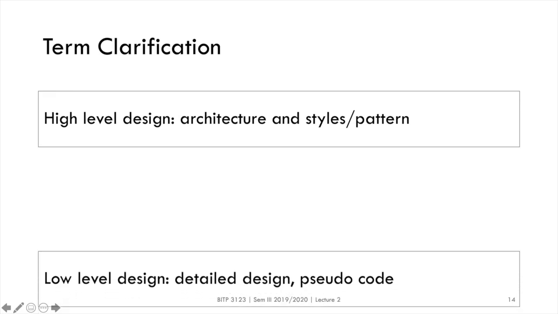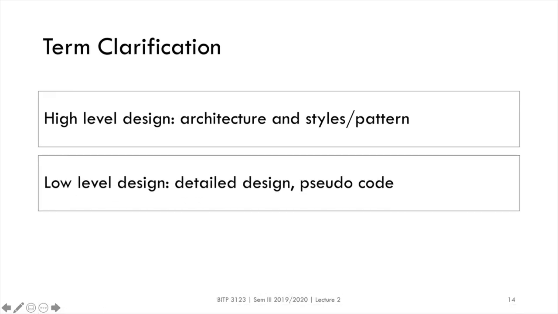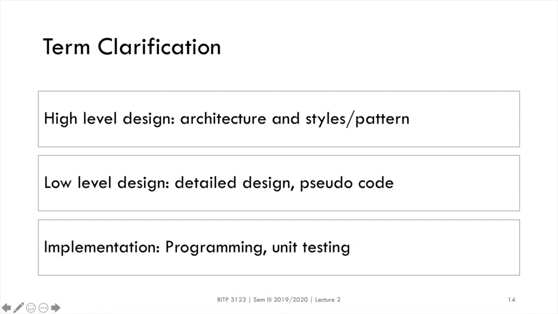Second is low-level design, which is referring to the detailed design, such as class diagram, classes, modules, packages, pseudocodes, to describe the method and function. Finally, implementation. This term is referring to the programming or coding. We implement what we have defined in high-level design and low-level design using the available technology and programming language.